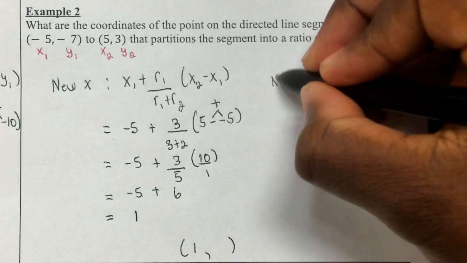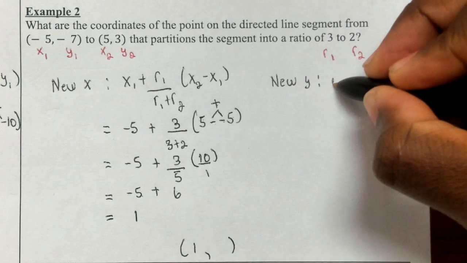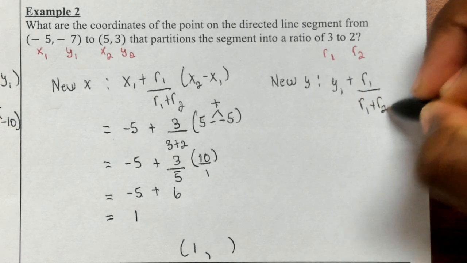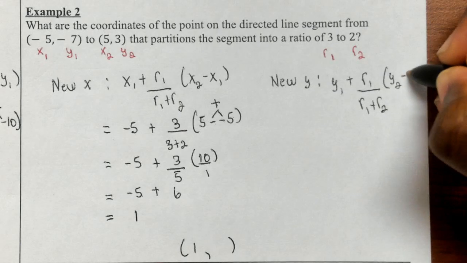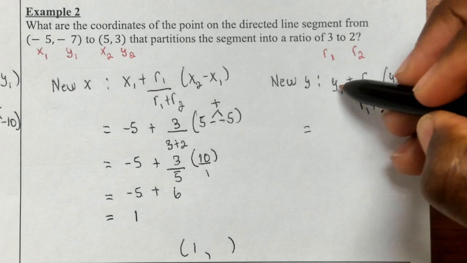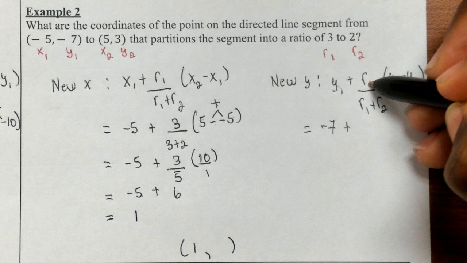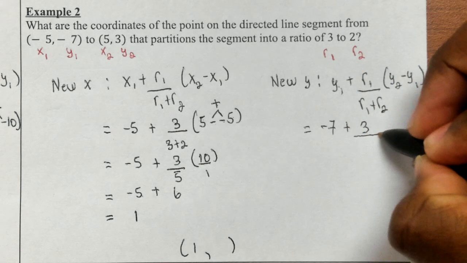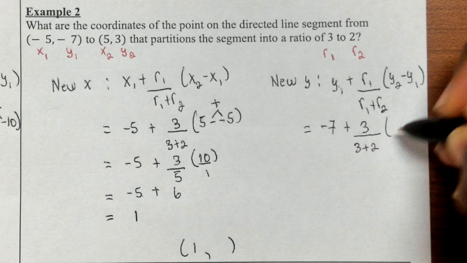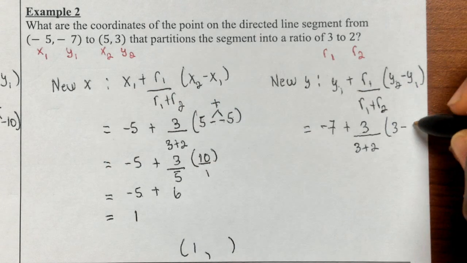Now I need to find the y value for my new coordinate, so my new y. Because I'm finding y, I'll be doing y1 plus ratio 1 over ratio 1 plus ratio 2 being multiplied by the change in your y values, which is y2 minus y1. So I will go ahead and substitute. My y1 is -7 plus my ratio 1, which is 3, divided by ratio 1 plus ratio 2, which would be 3 plus 2, being multiplied by y2, which is 3, minus y1, which is -7.